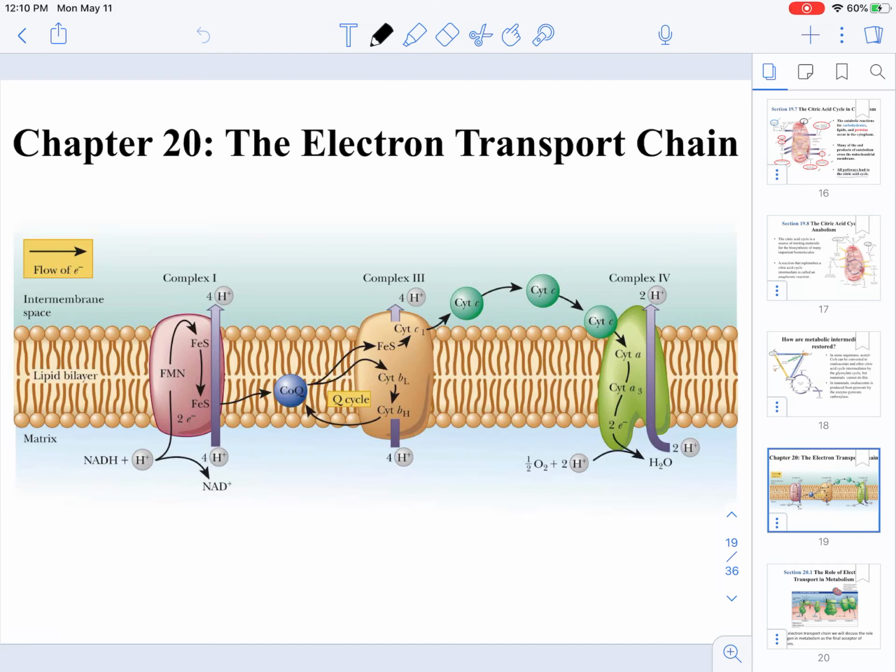In this video, we are going to be covering the topics in Chapter 20, which has to do with the electron transport chain and oxidative phosphorylation. This figure is showing you a partial picture of the electron transport chain. As you can see here, this specifically is looking at the mitochondria.